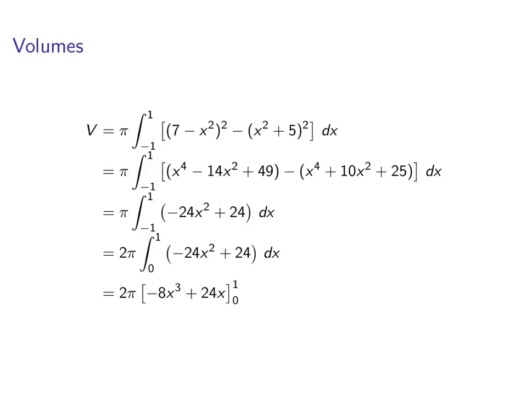And we anti-differentiate to get minus 8x cubed plus 24x. That's evaluated from 0 to 1. Plug all that in, and we get our final answer, which is going to be 32 pi.